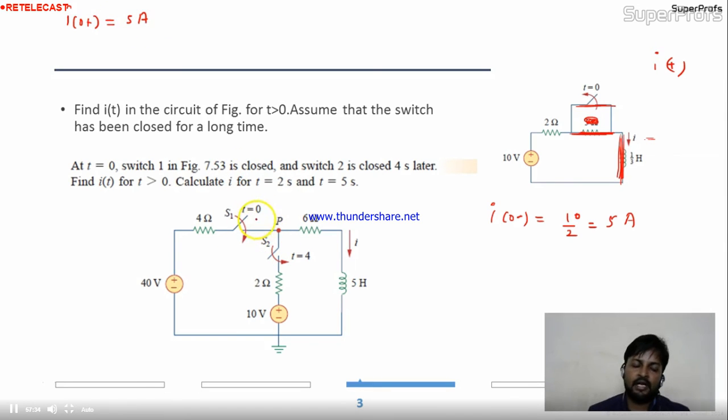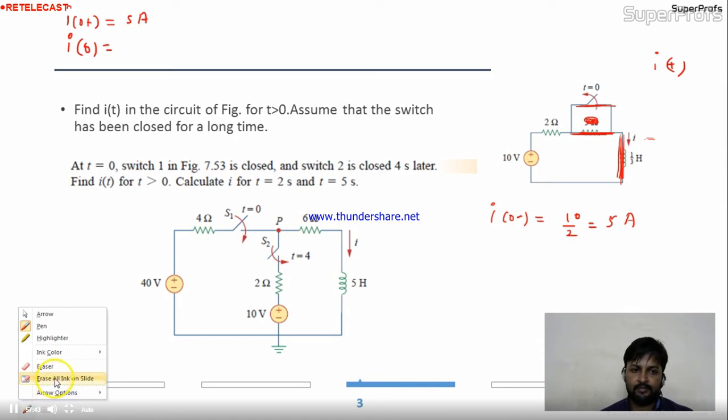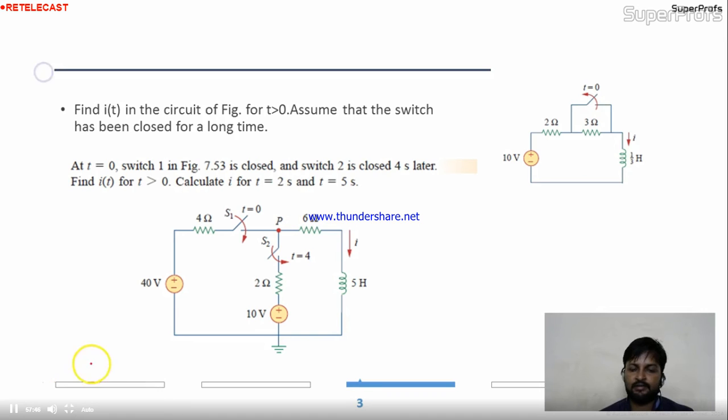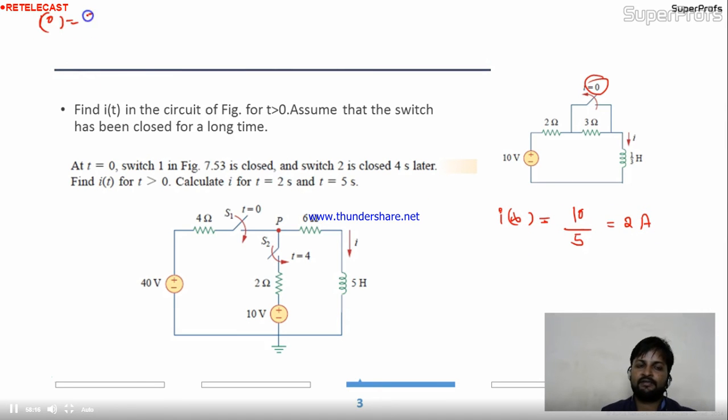Okay. Now you have to calculate I infinity. You have to calculate I infinity over here. Now you are opening this switch. Again the steady state. The inductor will behave like a short circuit. And your circuit is like this. So I infinity is nothing but 10 divided by 5. This is short circuited. So this is 2 ampere. Is it okay? Now 2 ampere is I infinity.